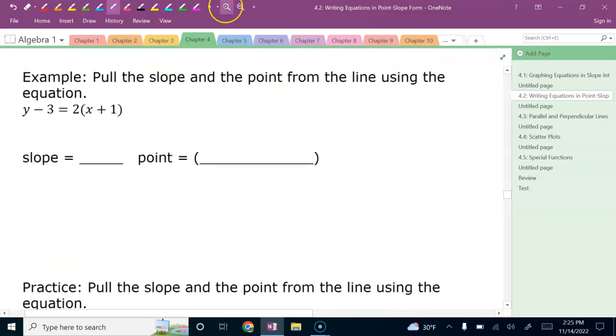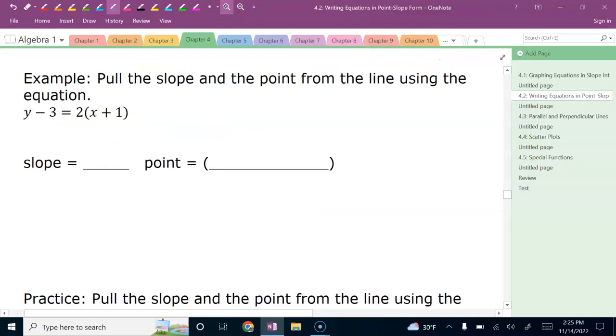Okay, this next example is giving us the point slope equation, and what they want us to do is pull the slope and pull the point from the line. So if I wanted to graph this, I would maybe want those two pieces of information so that I could graph the line. Remember that your slope is always the number that's sitting in front of the parentheses. So for this one, that would be the 2.